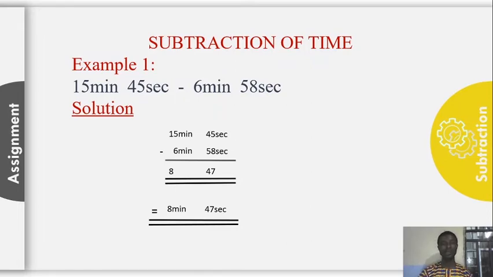Example number 1. We are going to subtract 6 minutes, 58 seconds from 15 minutes, 45 seconds. Can you see the arrangement? The first one is 15 minutes, 45 seconds, minus 6 minutes, 58 seconds. Look at the arrangement. Now, listen very carefully.